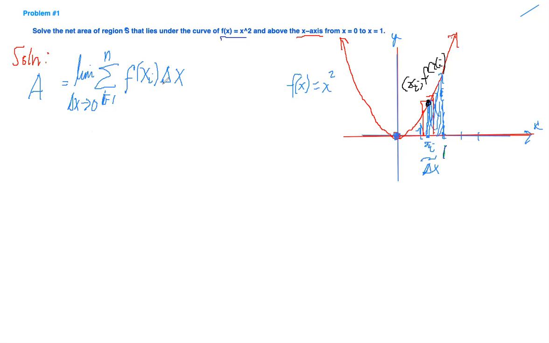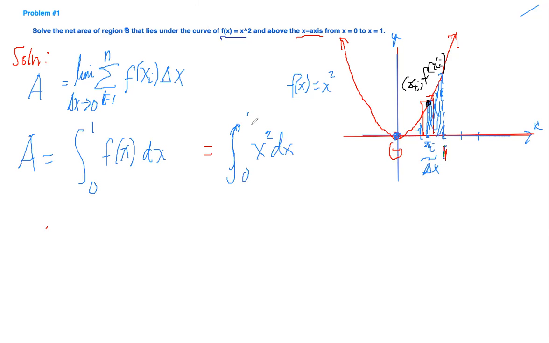In this case, we can convert this into an integral expression, which is equivalent to the integral of f of x dx from 0 to 1, since the region is bounded from 0 to 1. Let's substitute the value of the function. This is equal to, let's use blue, the definite integral of x squared dx from 0 to 1.